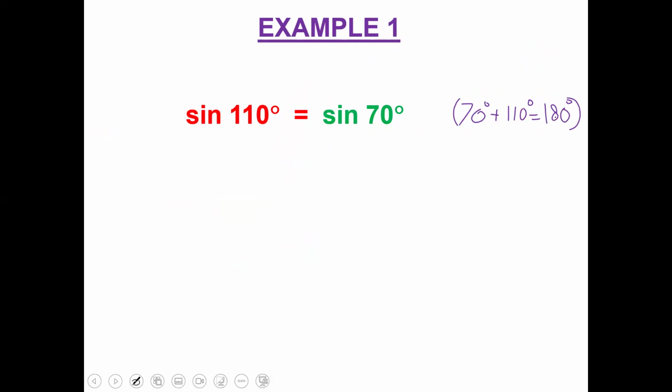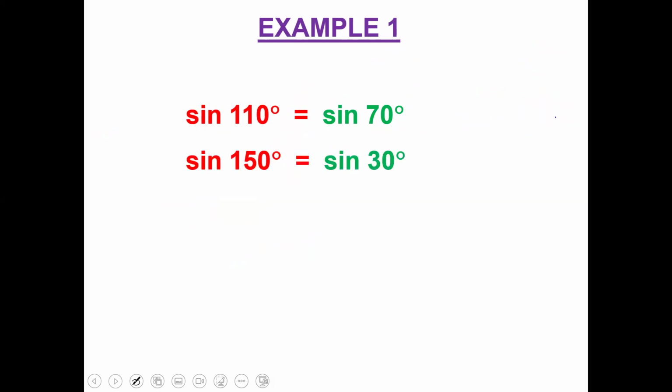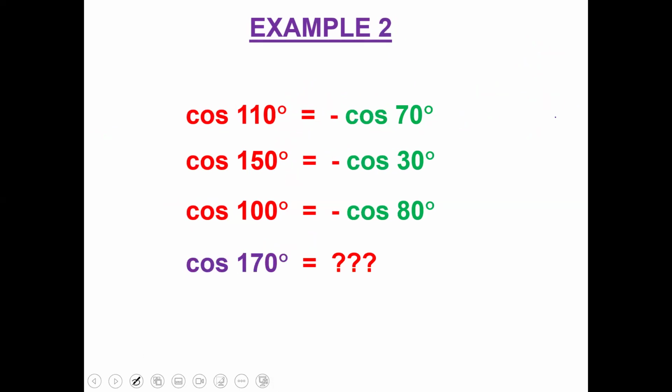Look at this, sine 110 is equal to sine 70. Why? Because the sum of 70 and 110 is 180. So the values will be the same. Look at this, sine 150 is equal to sine 30. In this way, look at the property now. Cos 110 is equal to minus cos 70. Why minus? Because they are supplementary.